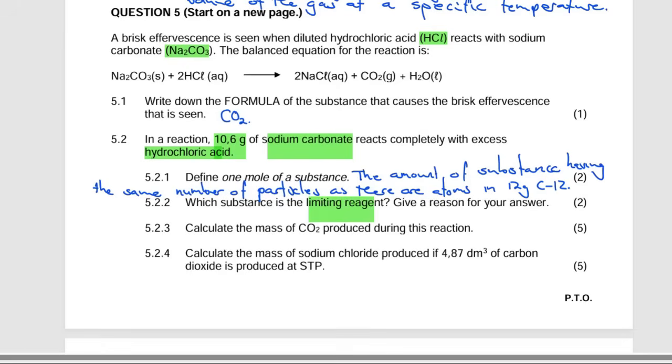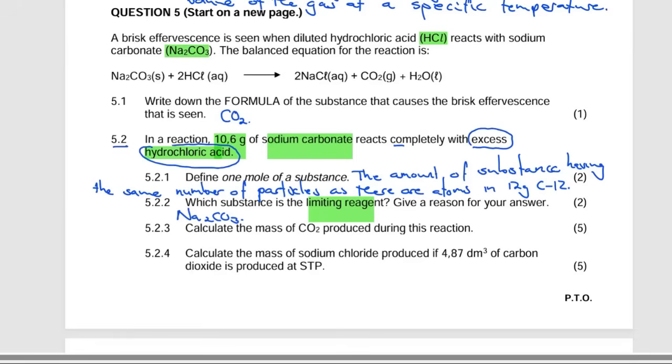Give a reason for your answer, right? So I'm going to say sodium carbonate, Na2CO3, is our limiting reagent. The question might arise, where do I get this from? Here we're given that it reacts with sodium carbonate, and the balanced equation is like that. We are also told under 5.2 that it reacts completely with excess hydrochloric acid. So we're told already that hydrochloric acid is what is in excess, right?